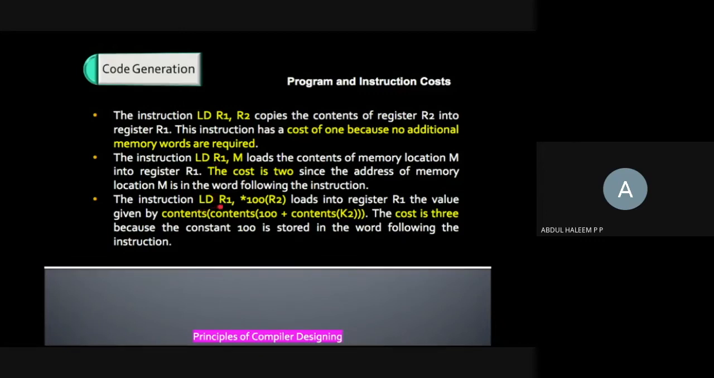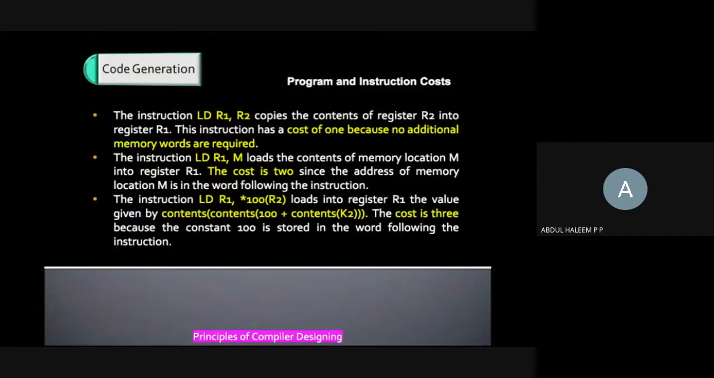See here LD R1, *100(R2). Here the value of R2 should be added to the constant 100. Then we will get a memory address. Then that address will be looked up. So the cost will become 3 because the constant 100 is stored following the instruction. So we have these many operations to be done. Here it is R2. So this is how the cost will be calculated.